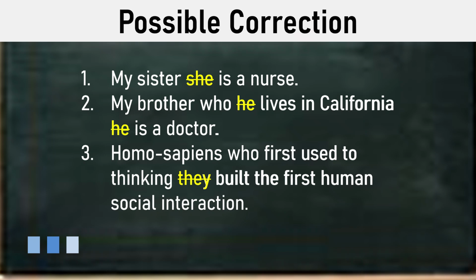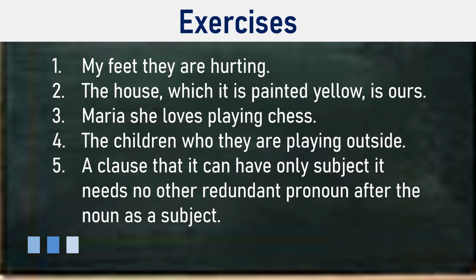In all these three sentences, we have skipped all the redundant pronouns over here. Now the sentences are correct. Without them: my sister is a nurse. My brother who lives in California is a doctor. Homo sapiens who first used to thinking built the first human social interaction.